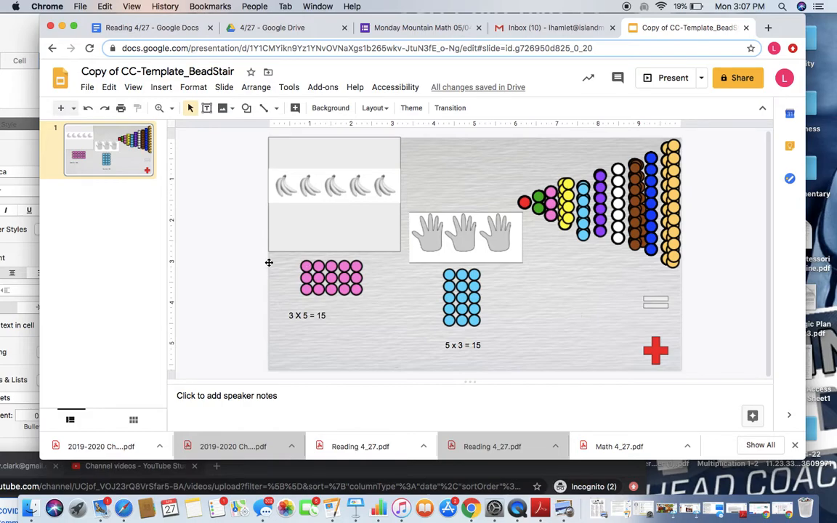So this week, when we answer which multiplication sentence best describes this picture, it is the number 3 taken 5 times. The number 3 taken 5 times, which equals 15.